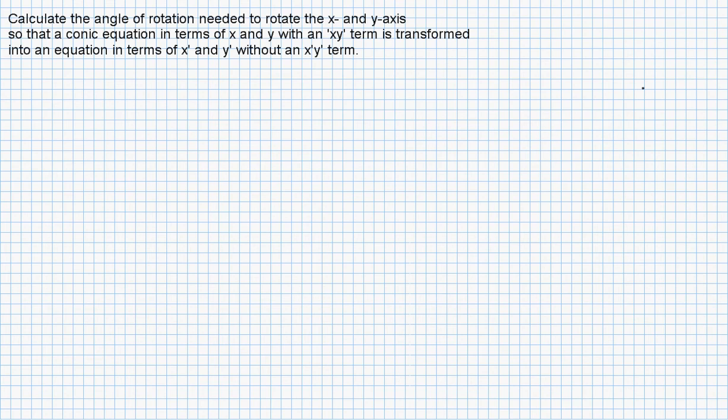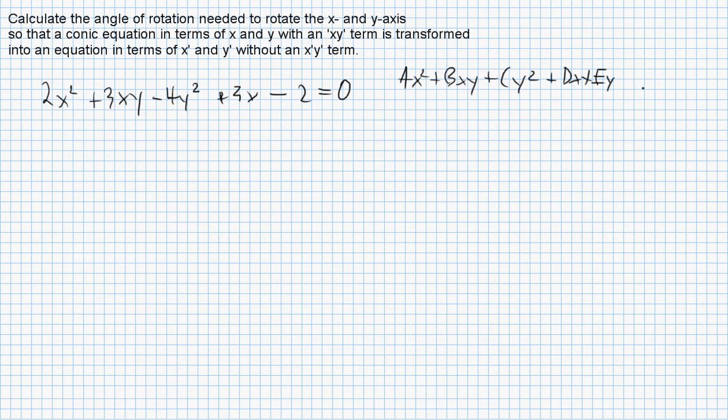Okay, so first let's try doing this equation here. We'll start with 2x squared plus 3xy minus 4y squared plus 3x minus 2 is equal to 0. Okay? Now, the general conic section equation or formula is ax squared plus bxy plus cy squared plus dx plus ey plus f is equal to 0.